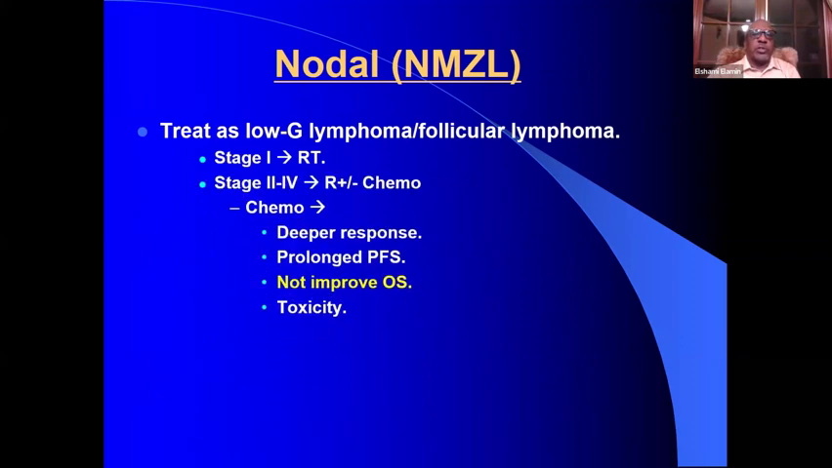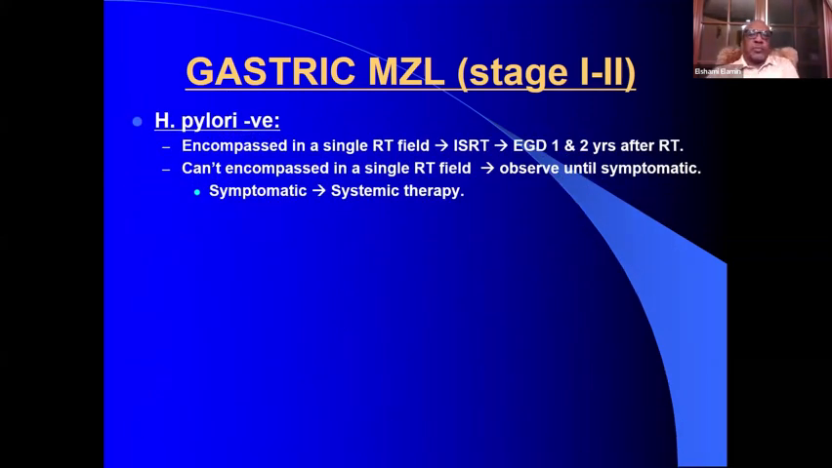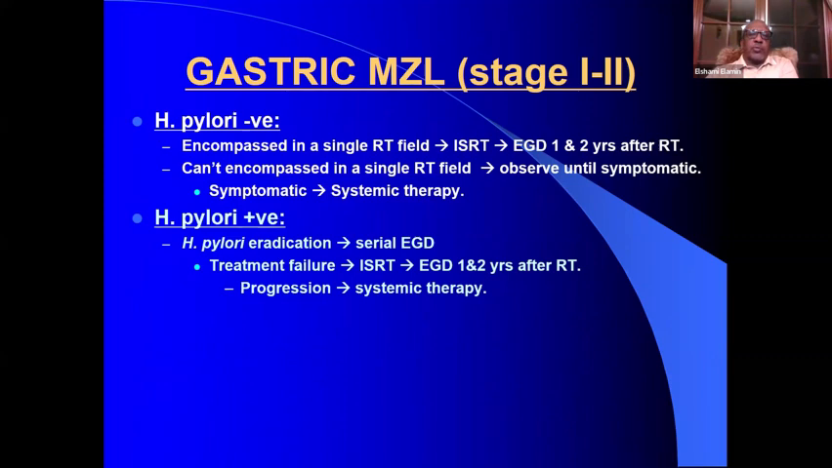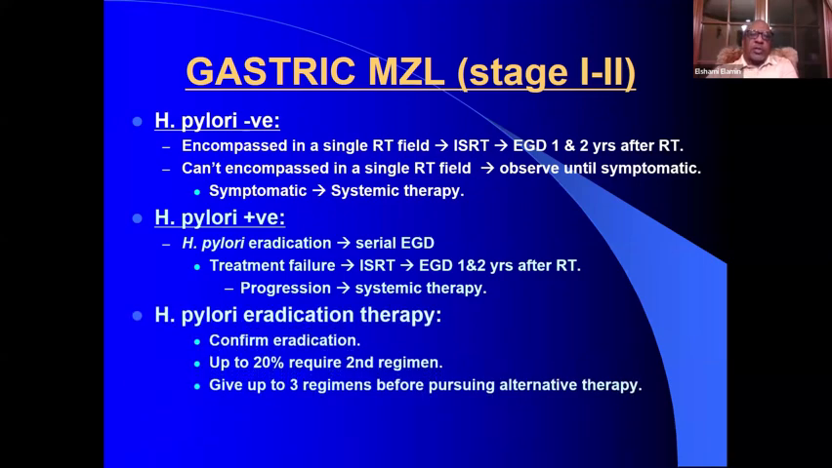Stage 1, we give RT. Stage 2 to 4, chemo RT. For gastric marginal zone lymphoma, H. pylori negative, radiation if it is encompassed in one field. If H. pylori positive, we treat with an H. pylori regimen and repeat EGD. Basically, the key here is to eradicate the H. pylori if positive with antibiotics, except the ones with the translocation 11;18, which don't respond to antibiotics.